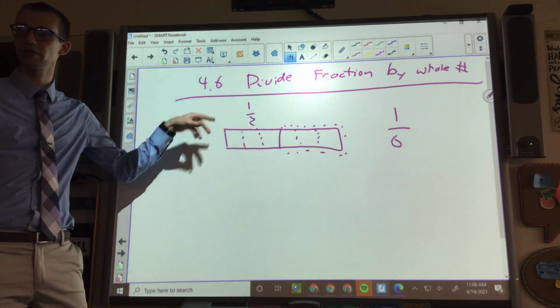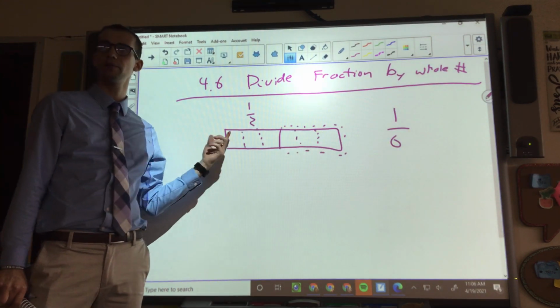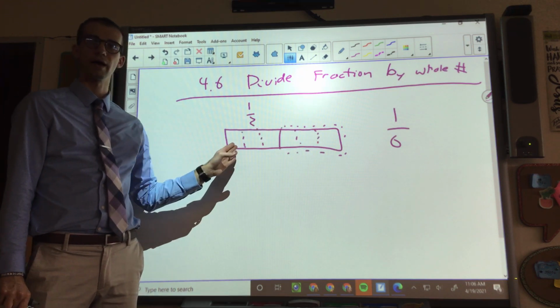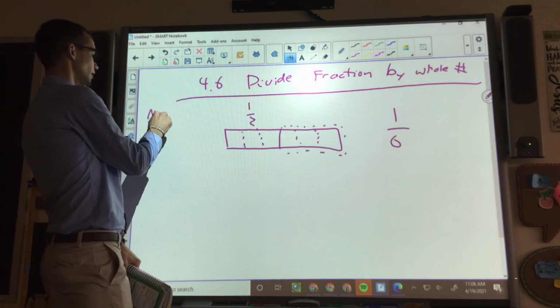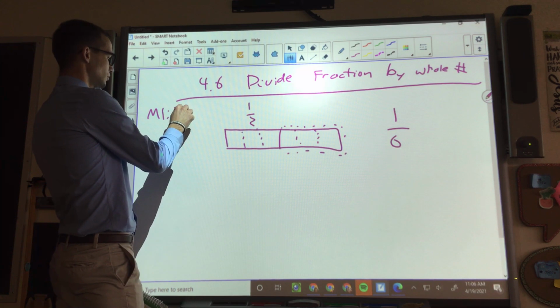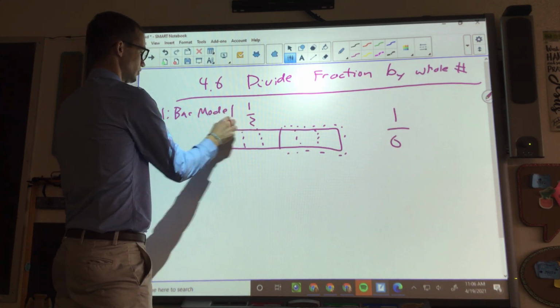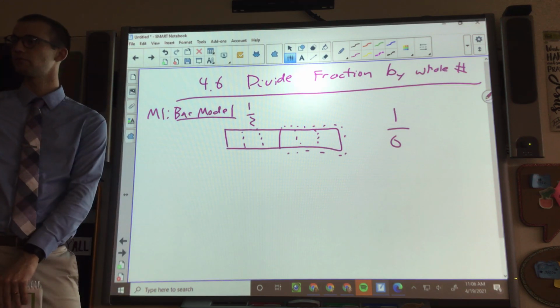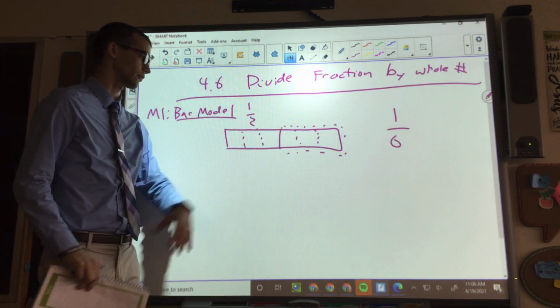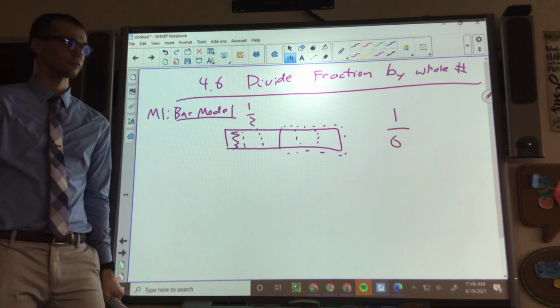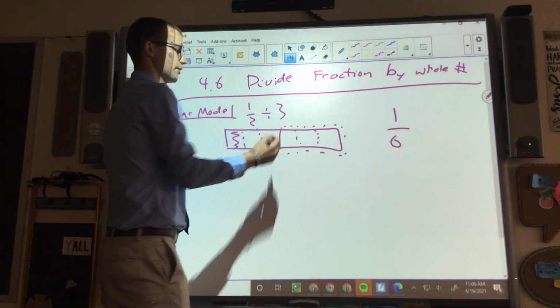So I can just draw this and say, hey, I'm figuring it out because I have 1/2. Draw it, looks like 1/2. So method 1 is bar model. You're kind of just logicking your way through it. I draw it out, I write for it, I see, hey, this right here is 1 out of 6. 1/2 divided by 3.